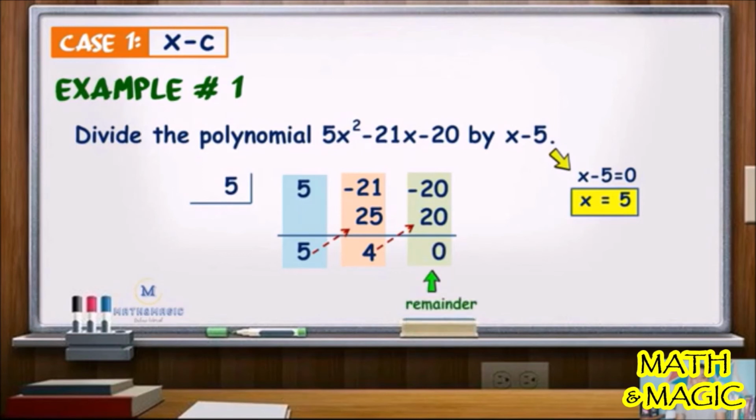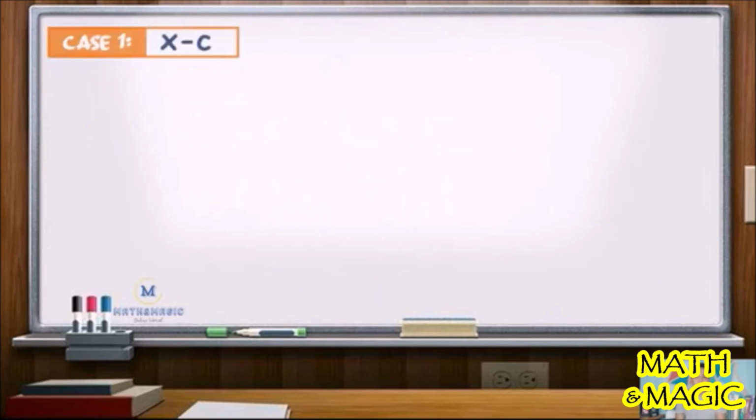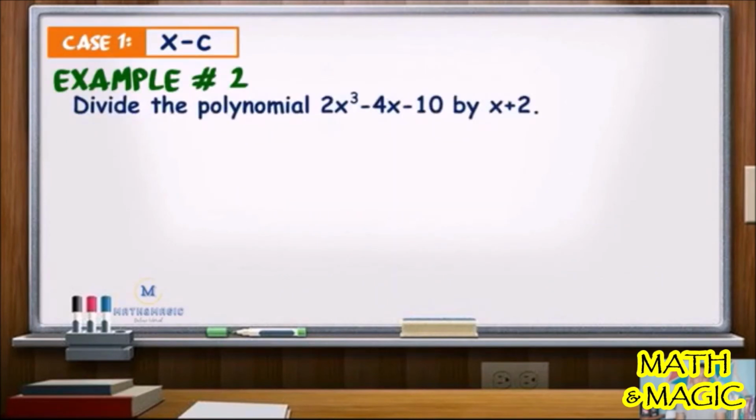So, the remainder is 0, followed by the constant coefficient, which is 4, and then followed by the linear coefficient. Thus, the quotient when you divide 5x squared minus 21x minus 20 by x minus 5 is 5x plus 4. So, that's our answer. There is no remainder since our remainder is 0.